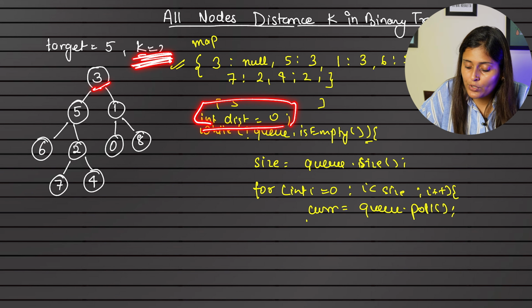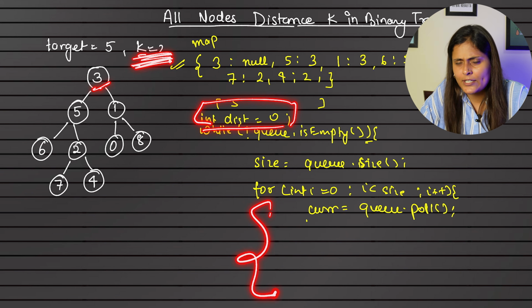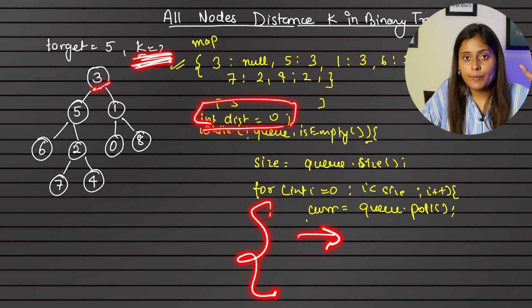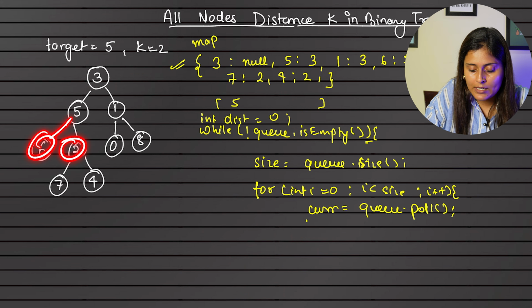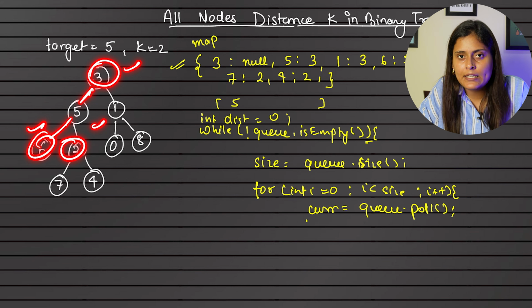But where should I check? Do you think we should check after every level or inside it also? Obviously after every level, because after every level means this is in one level, right? So after this level only you can say, increment my distance, correct?